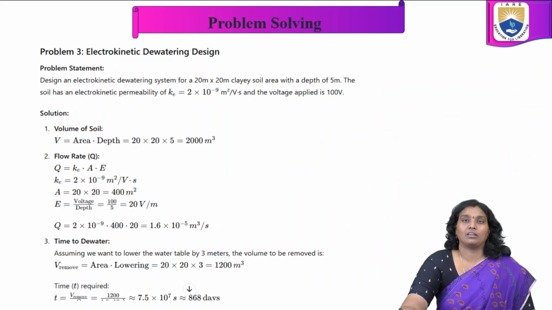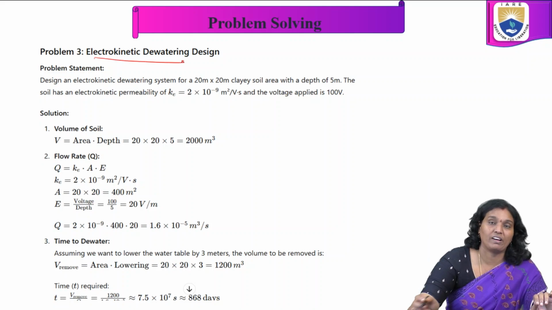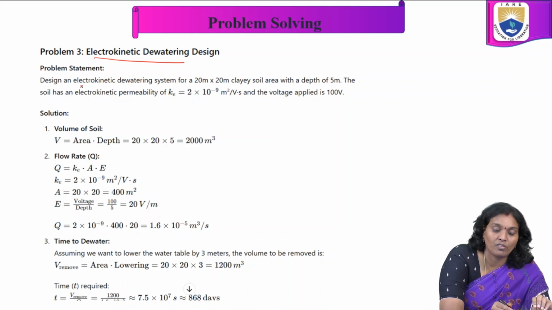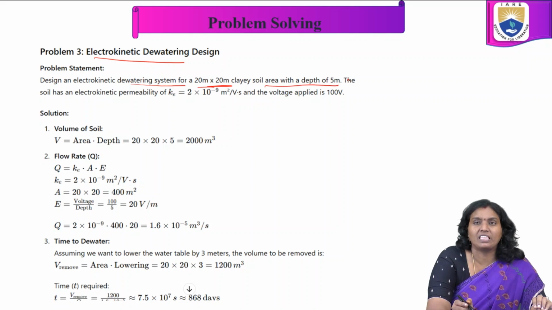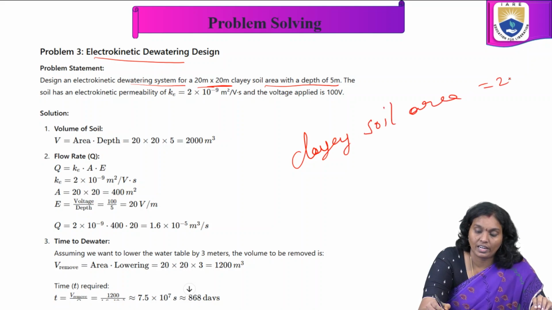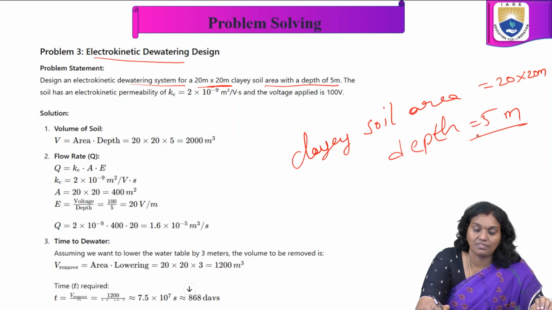In electrokinetic dewatering design, this is also another technique which we are going to follow for understanding the dewatering system. So in this design, a electro dewatering system for a 20 into 20 meters clayey soil area with a depth of 5 meters. Here the clayey soil area is 20 meters into 20 meters, length into breadth, and the depth where we are doing all these electrokinetic dewatering system design is 5 meters.